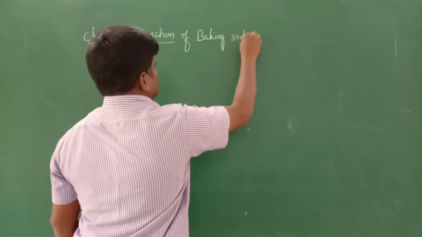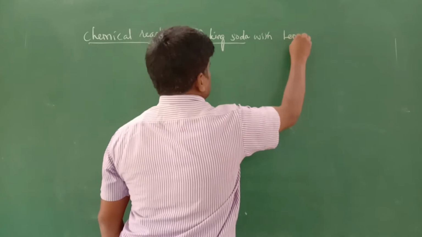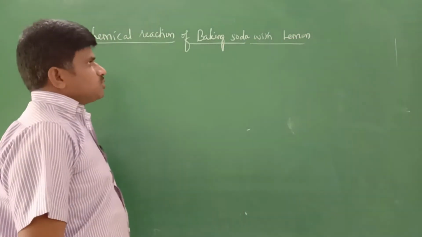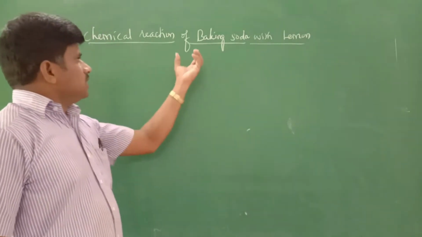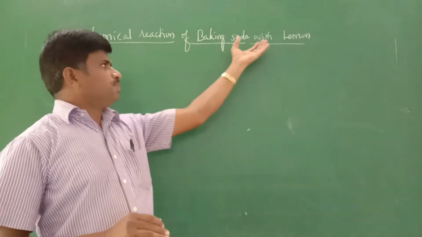the chemical reaction of baking soda with lemon. That is the chemical reaction of baking soda with lemon. So baking soda reacts with lemon. That's a very simple chemical reaction.